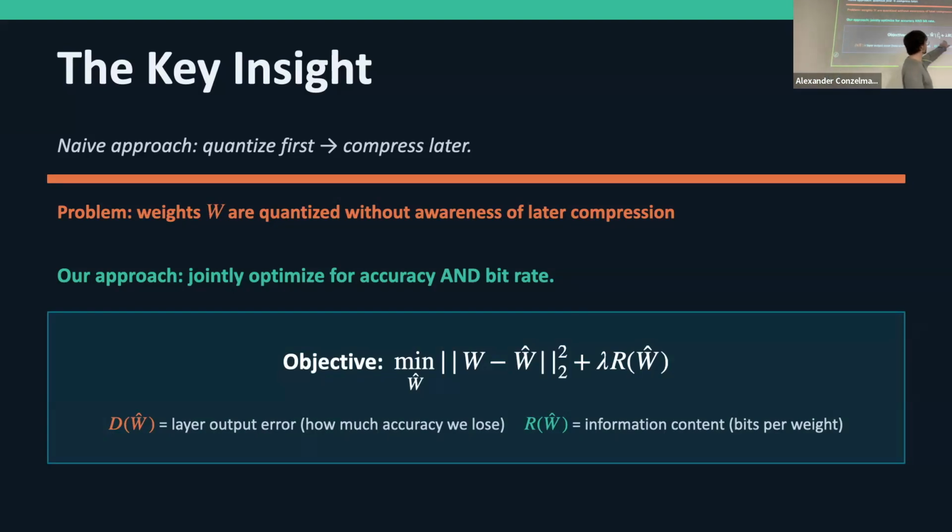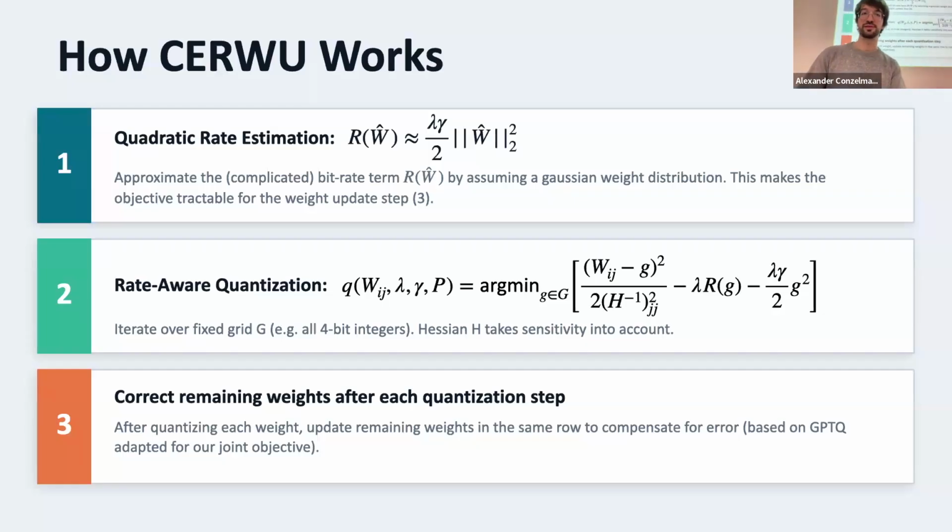We add this little objective term here that contains the information content, so the bits per weight that you need for the compressed weight representation. So by optimizing this objective, we can get a more compressible representation. So in our method, we have 3 key steps.